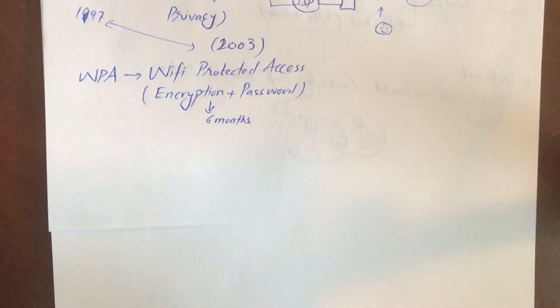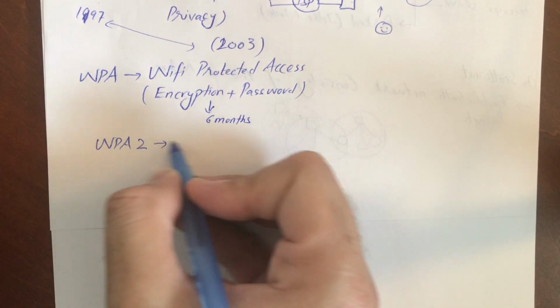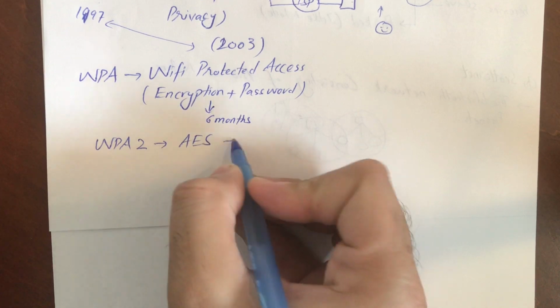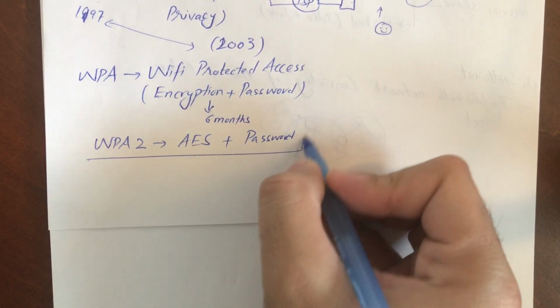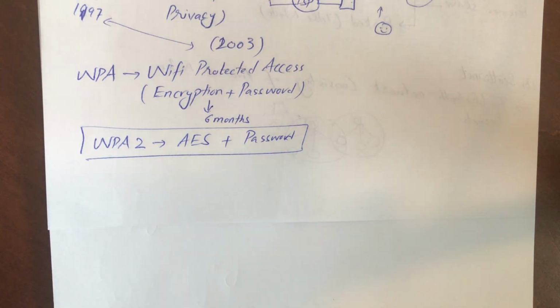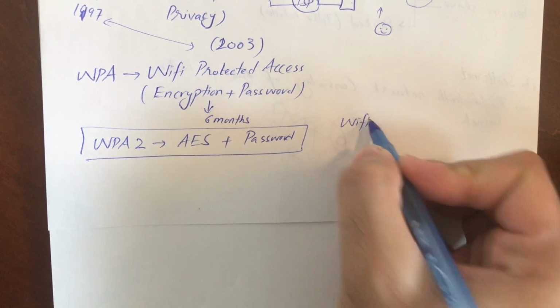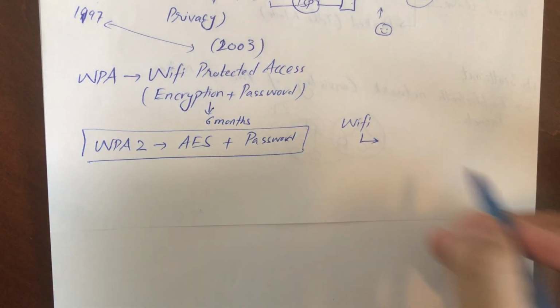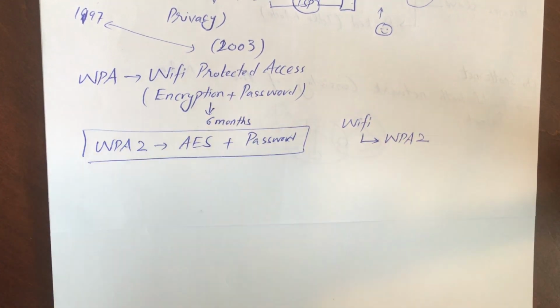It was quickly replaced with WPA2, which uses mainly AES, plus again the password scheme. It uses AES for encryption, which is proven to be a secure algorithm. So we use that to avoid sniffing and all that stuff. Currently most of the Wi-Fi routers, like what we have at our home, actually use WPA2.